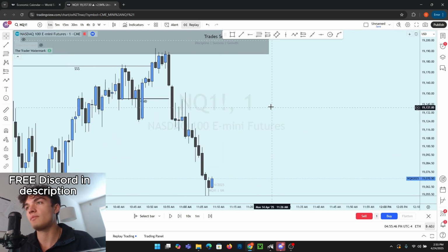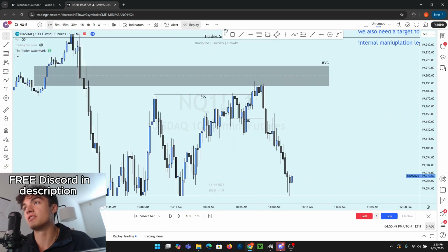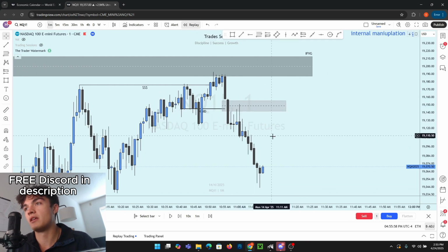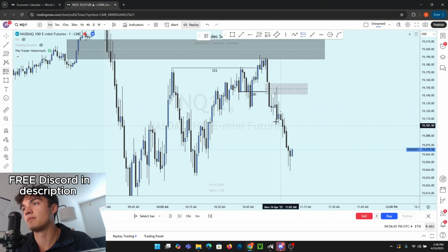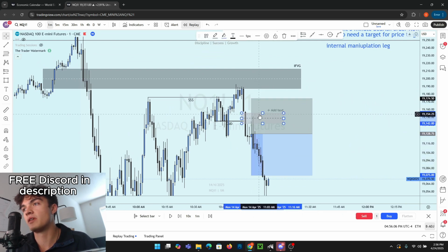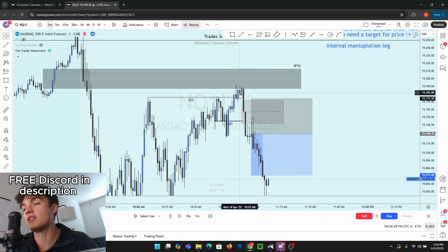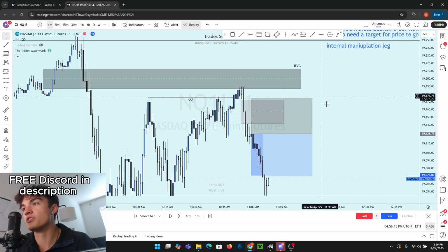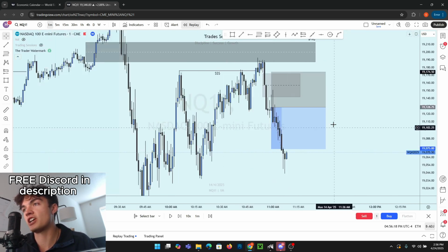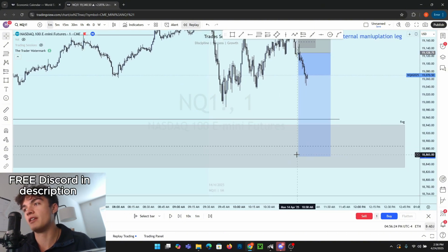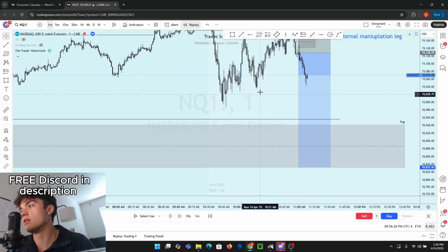Where is our entry? For me, entries can change depending on the person you are, right? But for me, I see price tap into this fair value gap, and then I also see price reject the fair value gap. So right here, this is the first time we tap into it. I'm going to put my stop loss above this fair value gap. When two fair value gaps are like this next to each other, I treat them as one big one, right? So we see price is bearish. We see price tap into it and reject it. And then we can finally take our trade and we can follow it all the way through to where our liquidity is.